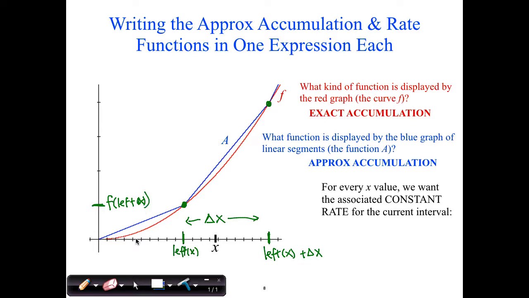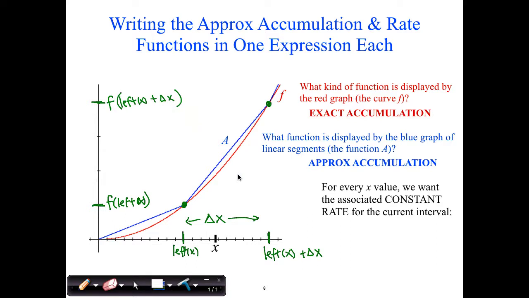So f of left of x is the y value that corresponds to left of x on the f curve. It's also a of left of x, but I don't really want to have to write out function a, so I'll just refer to f, the easier one that was already given. So same thing here, the y value that corresponds to this second point at the end of the interval. That height would be f of, well, the x value there. F of left of x plus delta x.